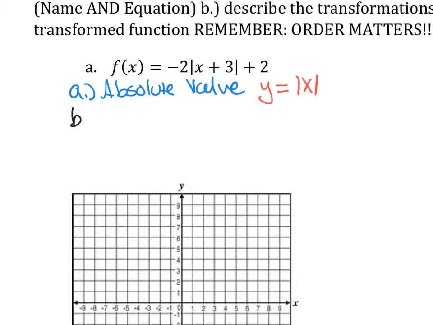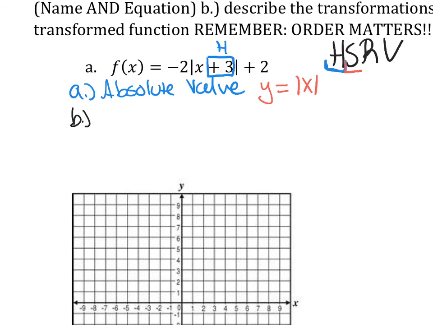Okay, now we need to describe the transformation. So remember, h, s, r, v, we have to go in this order. So let's just identify what we have going on in our equation first, and then we can write it down in words. So h, horizontal translations, that's adding or subtracting inside the parentheses. Do we have an h going on? Yes, we have a +3. That's our h.